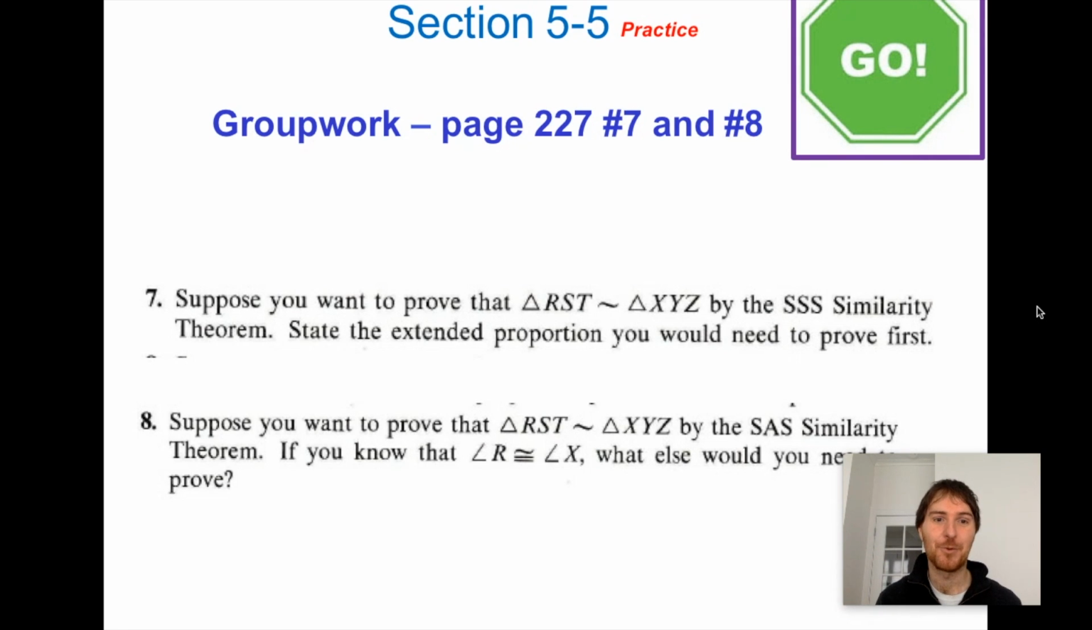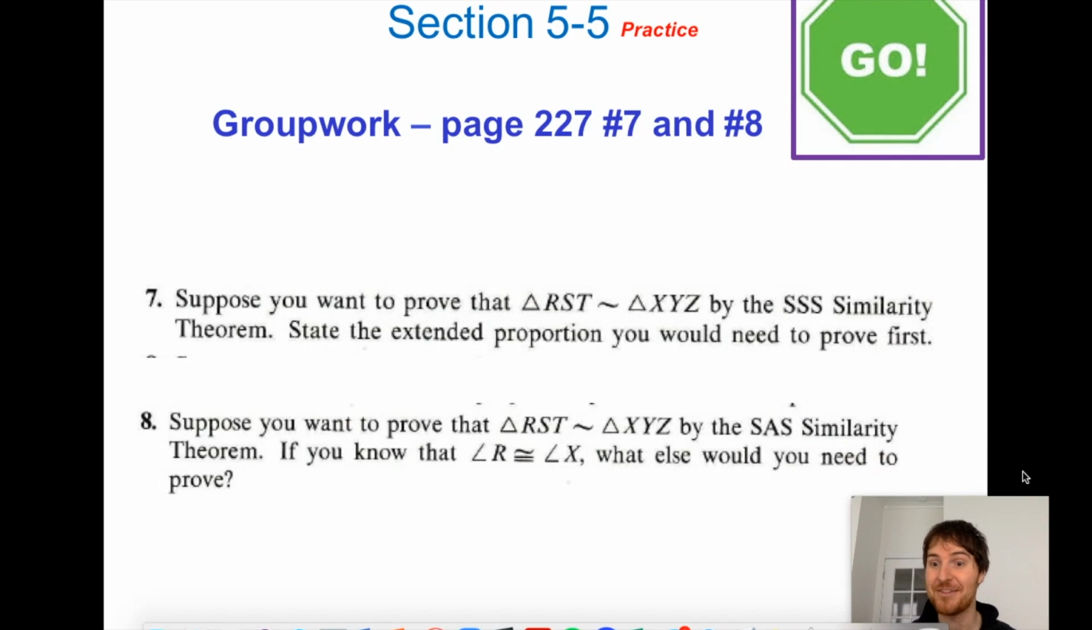I can read it out loud for you. Suppose you want to prove that triangle RST is similar to triangle XYZ. By the SSS similarity theorem, state the extended proportion you'll need to prove first. Suppose you want to prove that triangle RST is similar to triangle XYZ by the SAS similarity theorem. If you know that angle R is congruent to angle X, what else would you need to prove?